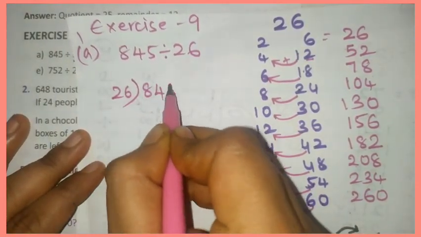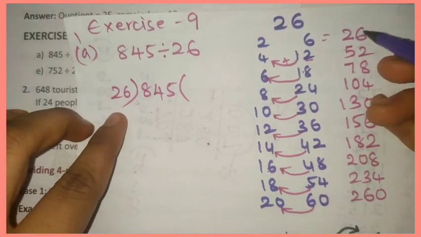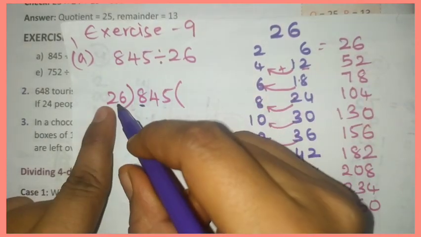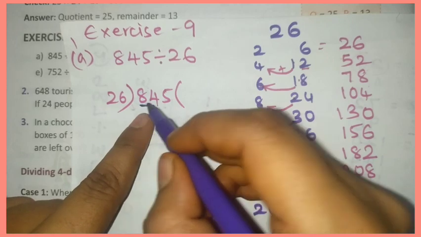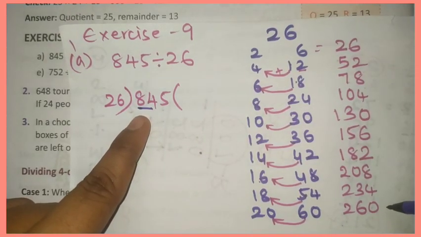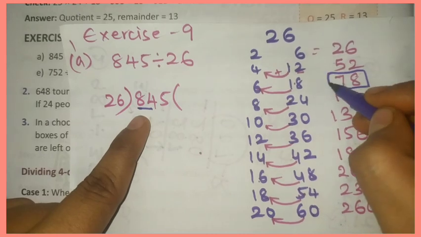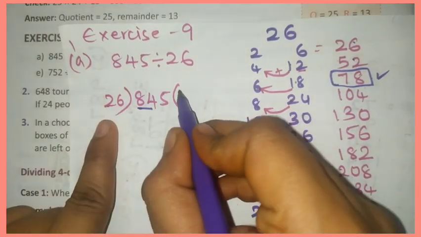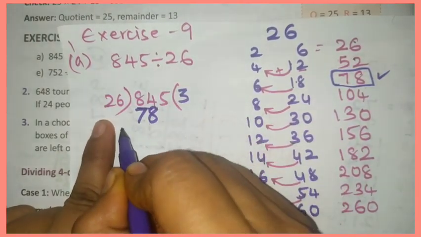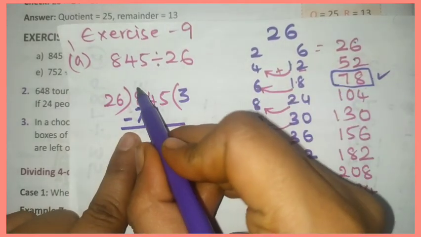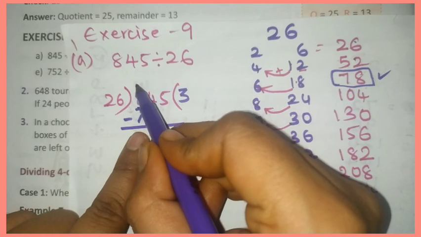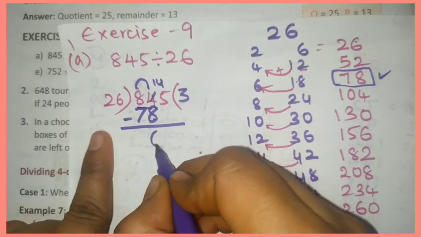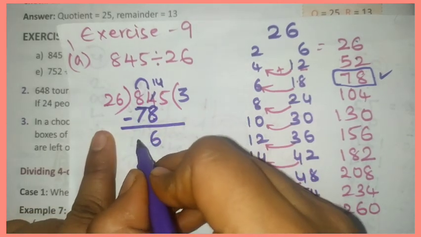26 into 845. In the 26 table, will we get 8? No, 8 is less than 26, so we will take 2 digits, 84. In the 26 table, will we get 84? No, before that we will get 78. So we will take this 78. 1, 2, 3. 26 3s are 78. Now we will do subtraction. 4: from 4 we cannot subtract 8, so we'll take a borrow. It will be 14. 14 minus 8 is 6. Here 7 will be there. 7 minus 7 is 0.